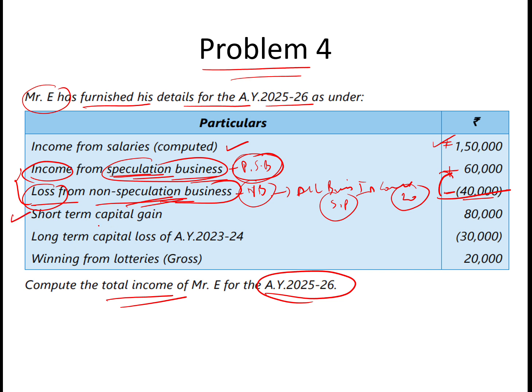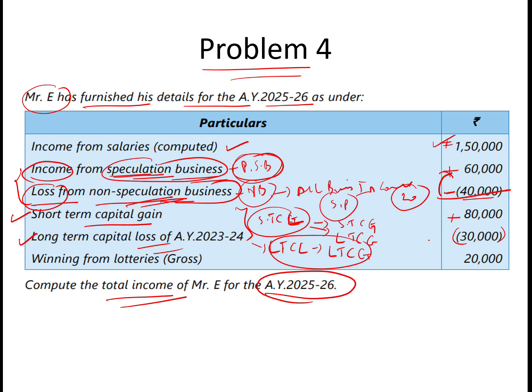Now next one is short-term capital gain of 80,000, taxable. Long-term capital loss is 30,000. We have to remember one rule: whenever short-term capital loss is there, it can be set off with short-term capital gain and long-term capital gain. But whenever long-term capital loss is there, it can be only set off against long-term capital gain. So this 30,000 cannot be used to set off against 80,000. This will be carried forward for next year till we get long-term capital gain profit. So this will not be set off. This 80,000 will be fully taxable.